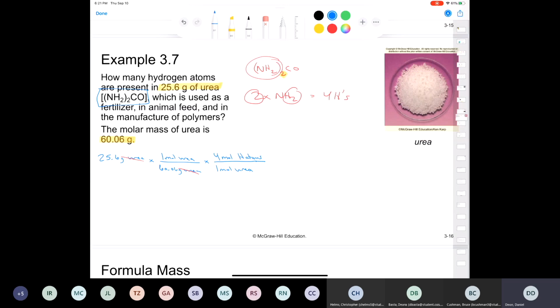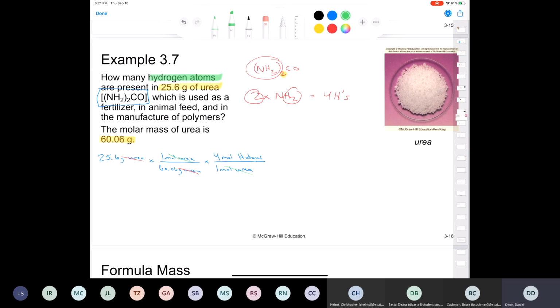Remember, urea is a molecule. Okay, so in that molecule, there happens to be more than 1 hydrogen atom, right? In one molecule of urea, there's 4 hydrogen atoms. So it means that in 1 mole of urea, there's going to be 4 moles of hydrogen atoms. So look, if we were to stop right here, moles of urea would cancel out, and we'd end up with moles of hydrogen atoms. That's not what they're asking for. They're asking us, how many hydrogen atoms are there?